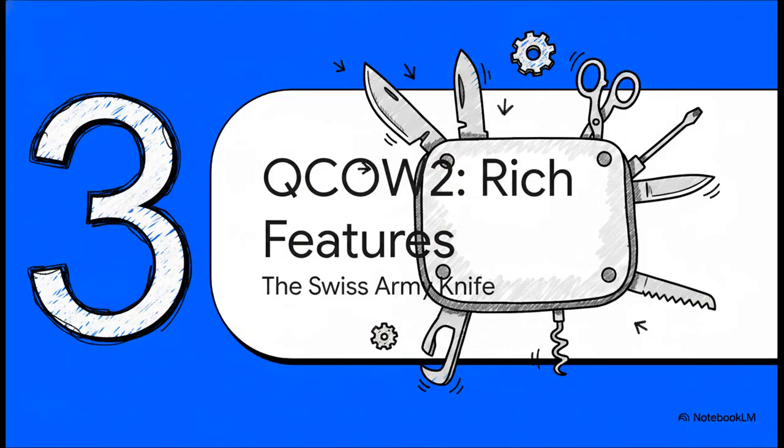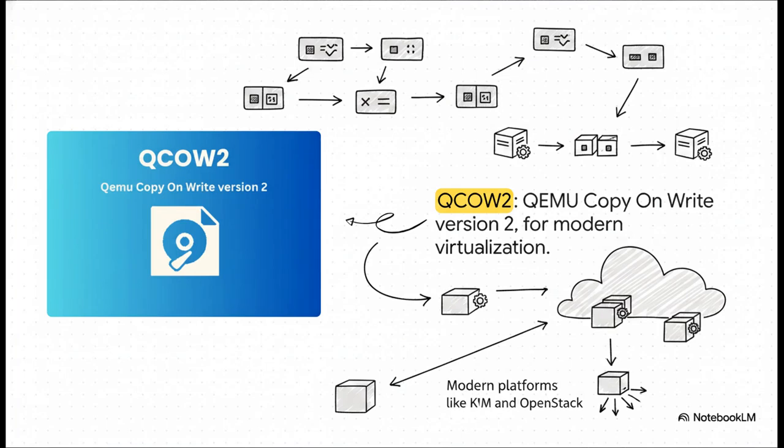And now for our second contender, Qcow2. If RAW is the sprinter, then Qcow2 is the versatile Swiss Army knife of virtual disks. It's just packed with tools for almost any situation you can think of. Now, let's break down that name, because it actually tells you everything you need to know. It stands for QEMU Copy on Write version 2. That copy on write part, that's the secret sauce. It's the mechanism that unlocks all of its incredible features. And because it's so flexible, it's become the go-to standard for modern virtualization and cloud platforms like KVM and OpenStack.